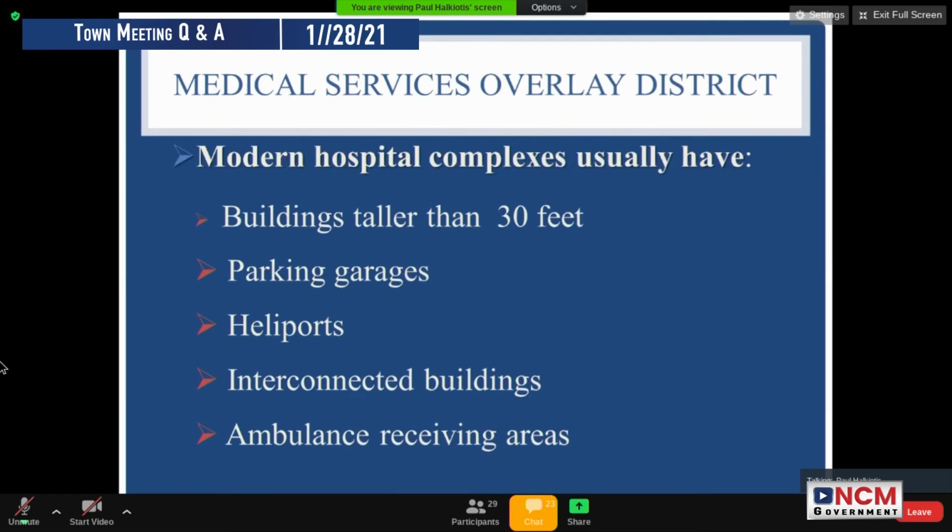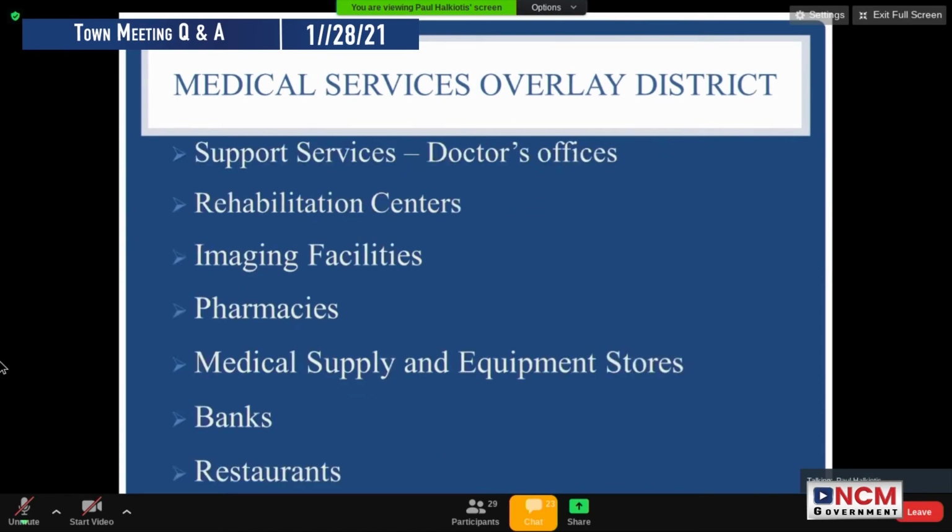Modern hospital complexes are different than what we see in a regular commercial zoning district. They have buildings that are taller than 30 feet. Modern hospital complexes usually have parking garages, heliports, interconnected buildings, ambulance receiving areas. These are all things that are kind of unique to that particular use.